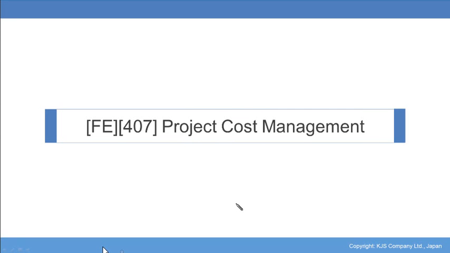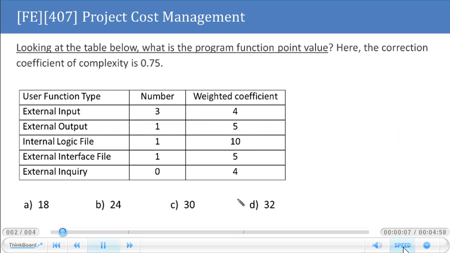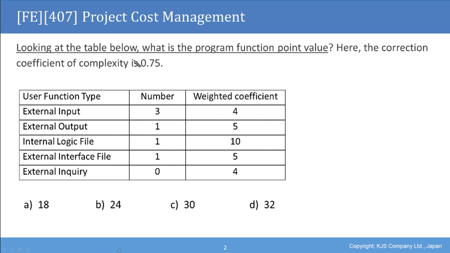407. Project Cost Management. Looking at the table below, what is the program function point value? Here, the correction coefficient of complexity is 0.75. So we want to work out what is the function point value.